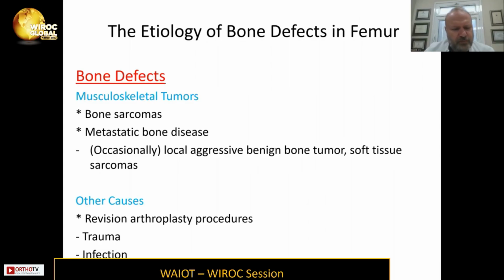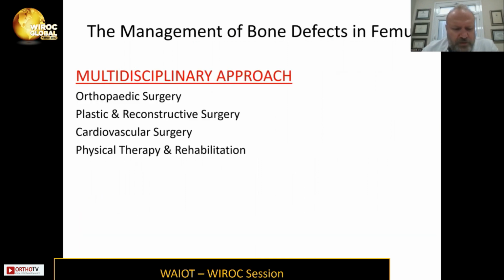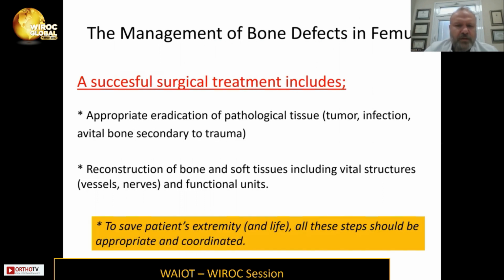The etiology of bone defects includes mainly musculoskeletal tumors, bone sarcomas, and metastatic bone disease, and rarely revision arthroplasty procedures. The management of bone defects requires a multidisciplinary approach, and the successful surgical treatment includes appropriate eradication of pathological tissue and reconstruction of bone and soft tissues, including vital structures. And to save patients' extremity, all these steps should be appropriate and coordinated.